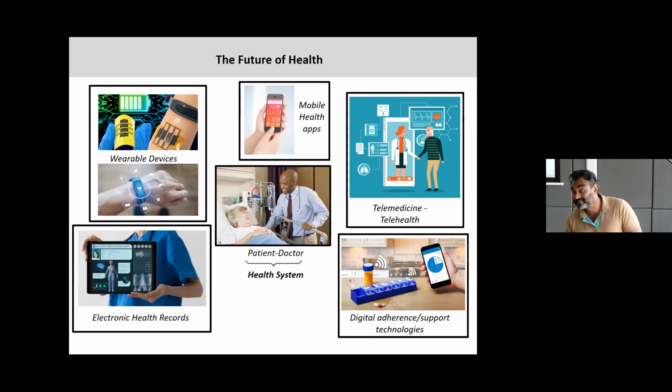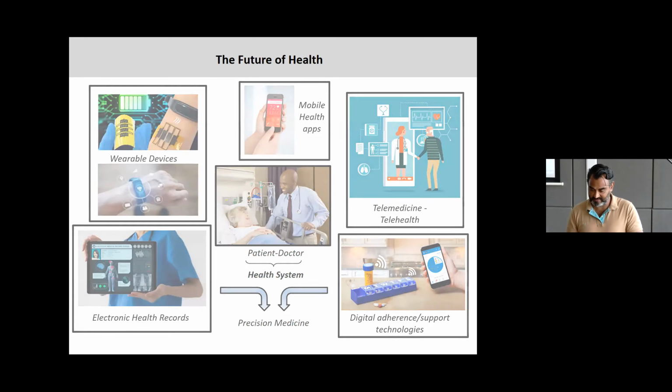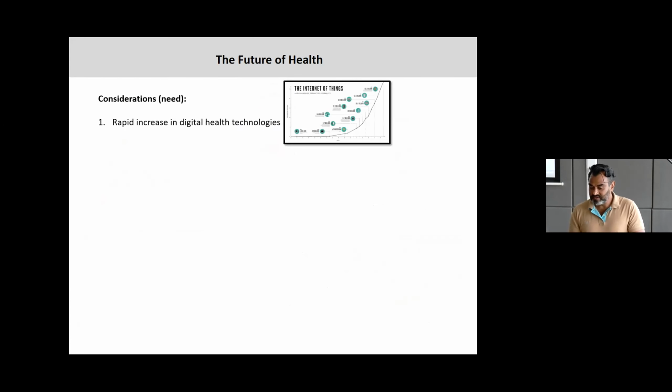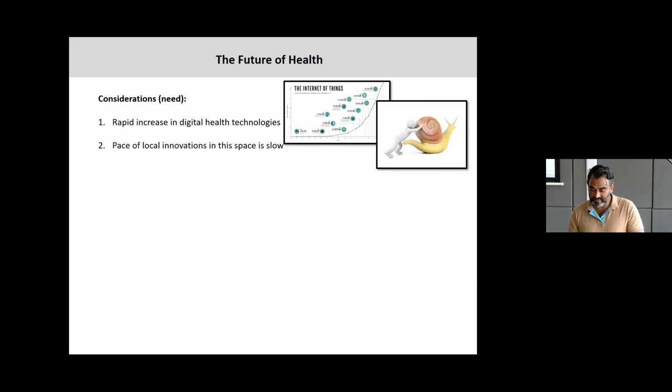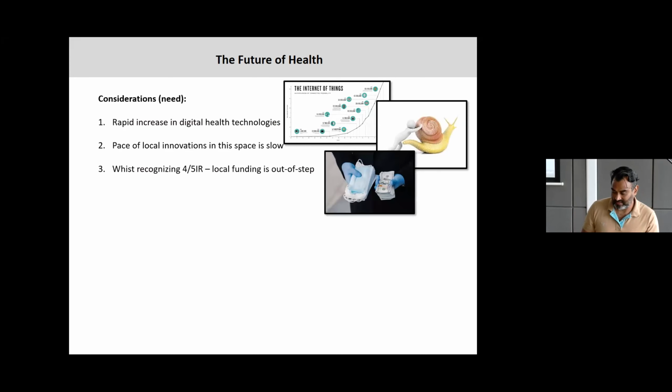Okay, one more slide, right? There we go. So some things for you to think about, right? I mean, there's a rapid increase in these technologies, but the pace of the local innovation is slow, right? It's somewhat out of step in terms of what the world is doing with digital health. And whilst recognizing how many times you're not doing the 4IR and doing the 5IR, the local funding to support these things is somewhat out of step, right?